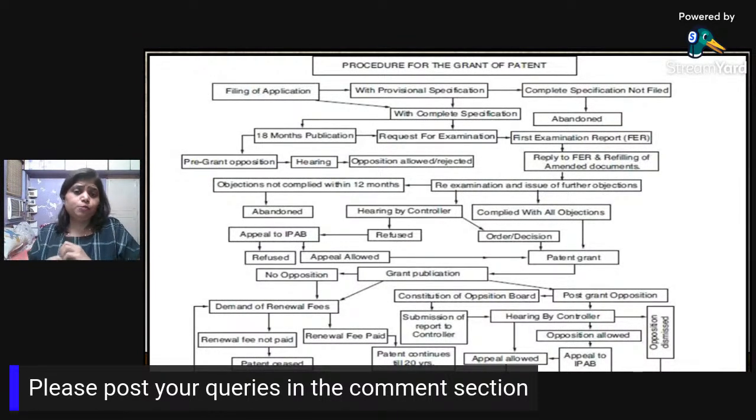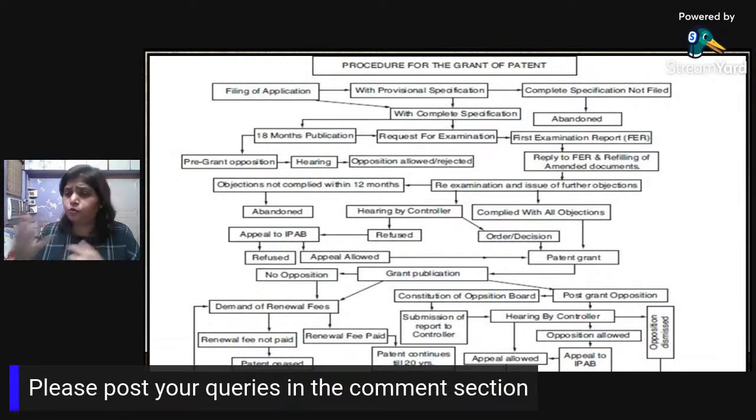With a complete specification, it's not that the specification is done; you have to actually pay fees again for a request for examination. You have to request for it. By themselves they're not going to examine it, all right? So you will have to request for examination. After the examination is over, you will get the FER, that is the first examination report. Once you get that first examination report, you will have to file a reply to them if they have objections to something.